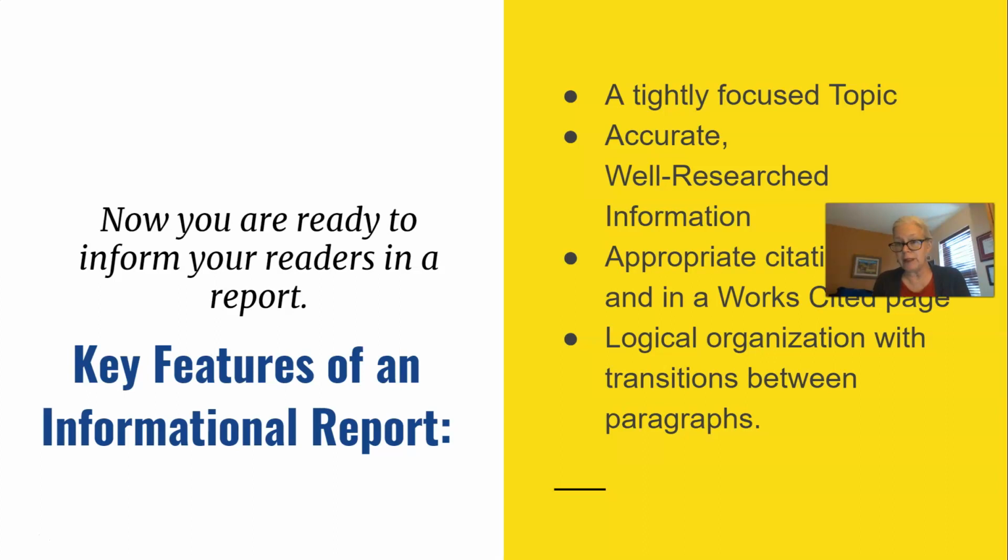It should be accurate information, well-researched information. You've put your information through the CRAP test. You've evaluated it for its purpose. Why is it out there in the world? Is it trying to sell us something or to inform us? If it's trying to sell us something or persuade us, maybe toss it to the side and find something that's here to inform. You're going to be using appropriate citation in text and in a works cited page.